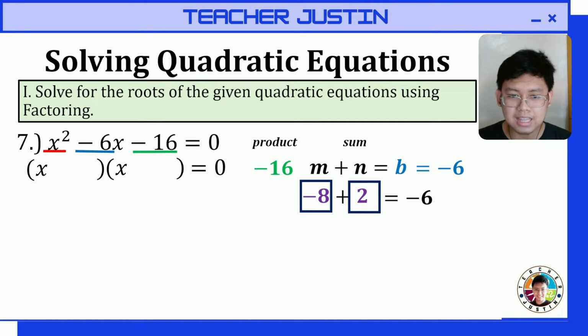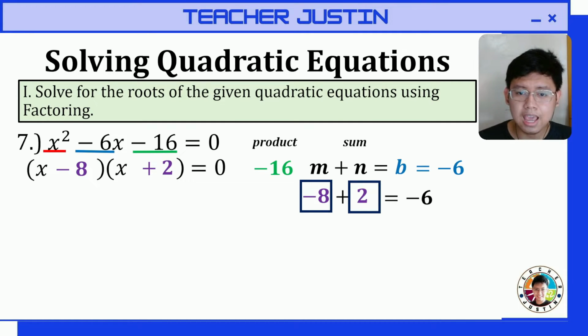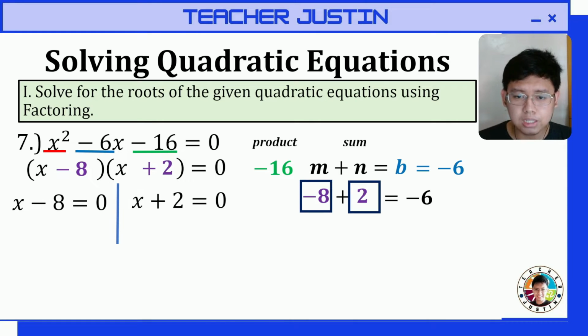Si negative 8, lagay natin sa first group natin. Si positive 2, lagay natin sa second group natin. And that will be the factor of our polynomial. We have x minus 8 and x plus 2. Okay, susunod nating step, we have to equate each factor to 0. So, x minus 8 is equal to 0. x plus 2 is equal to 0. Okay. Tapos, let's solve for the value of x of each equation.